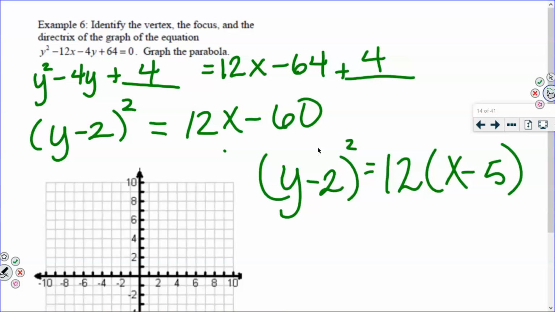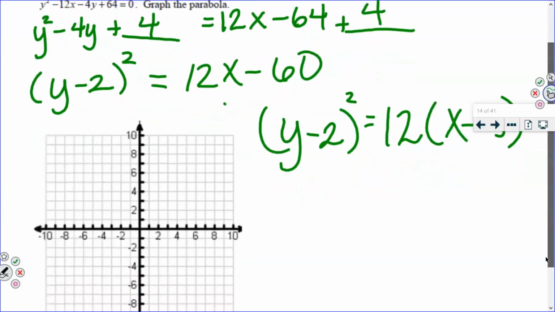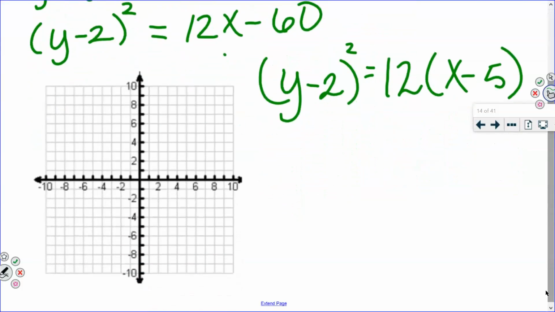What's your p-value? Does it open left or right? Right, because the 12 is positive. Graph it. Let's move on. So my vertex is at 5, 2. My p-value is 3, so 1, 2, 3, dot. 1, 2, 3, dash. 1, 2, 3.